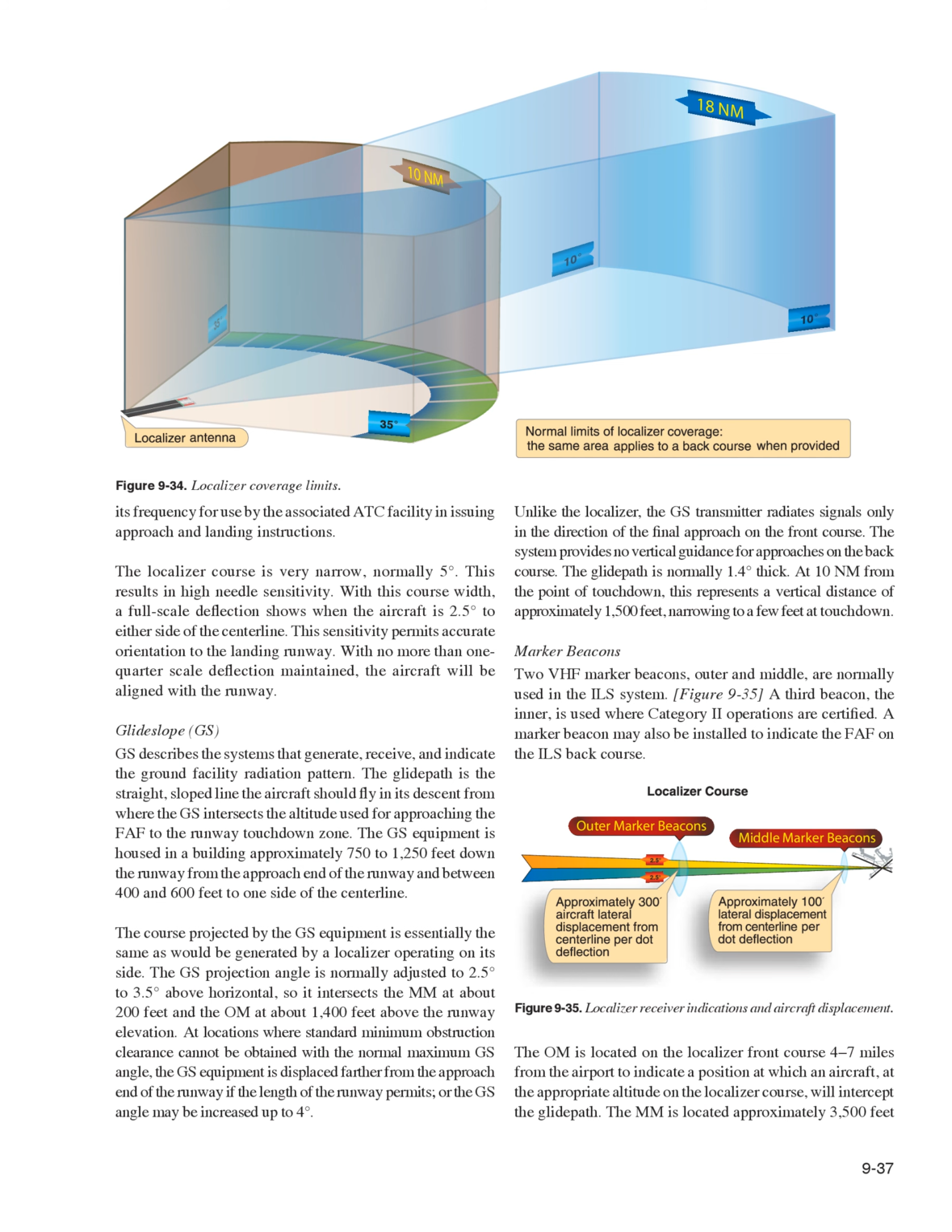The glide path is normally 1.4 degrees thick. At 10 nautical miles from the point of touchdown, this represents a vertical distance of approximately 1,500 feet, narrowing to a few feet at touchdown.